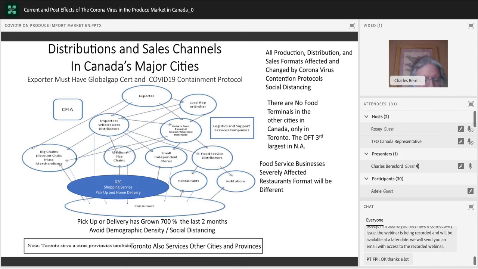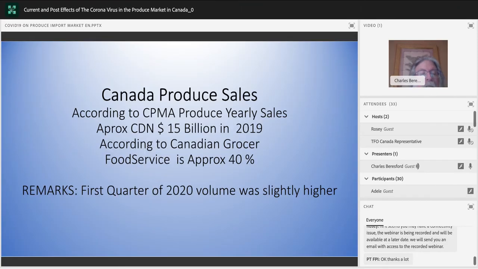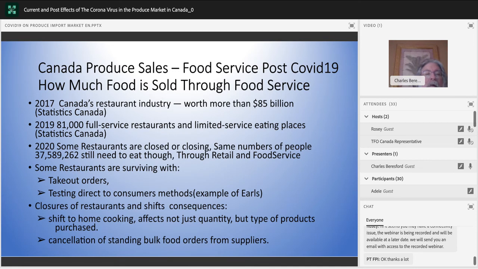Canada produce sales, according to the CPMA, are about $15 billion a year. That adds up to what we were seeing in terms of the imports, which is $10 billion. The other $5 billion is produced locally. According to Canadian Grocer, it was 40% food service. That's radically changed. In the first quarter of 2020, the volume was slightly higher. The coronavirus is making people buy more produce. Thank God. Anyway, these are some statistics, which I'm going to fly by quickly because we already talked quite a bit about this, right?